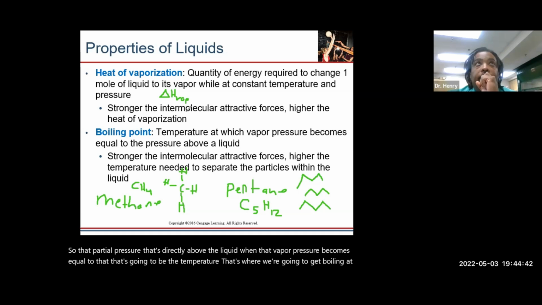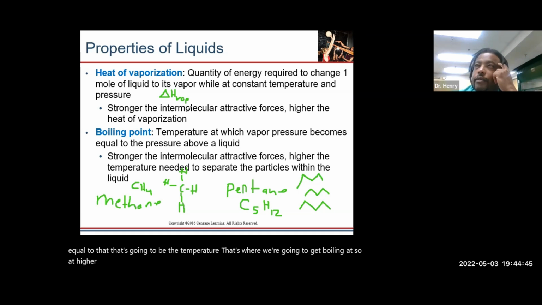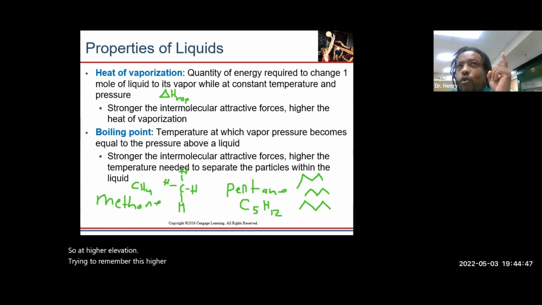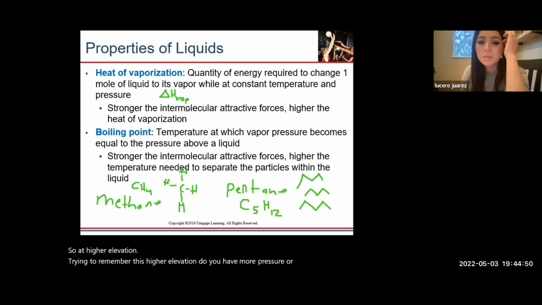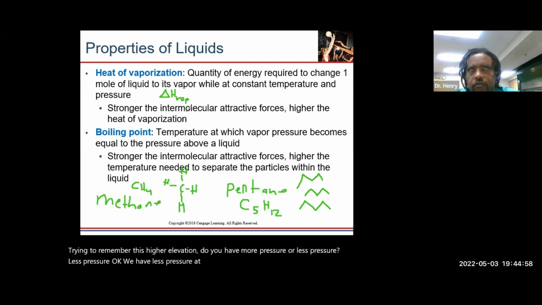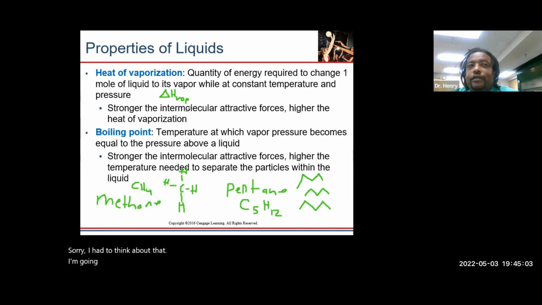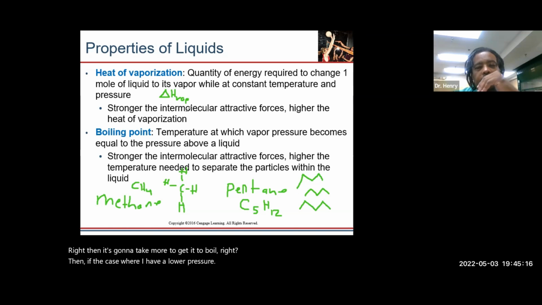So at higher elevation, do you have more pressure or less pressure? Less pressure. Okay, we have less pressure at higher elevation. All right, I have to think about that. I'm going to have to look that one up. So if I have a higher pressure, then it's going to take more to get it to boil than in the case where I have a lower pressure. Does that make sense?